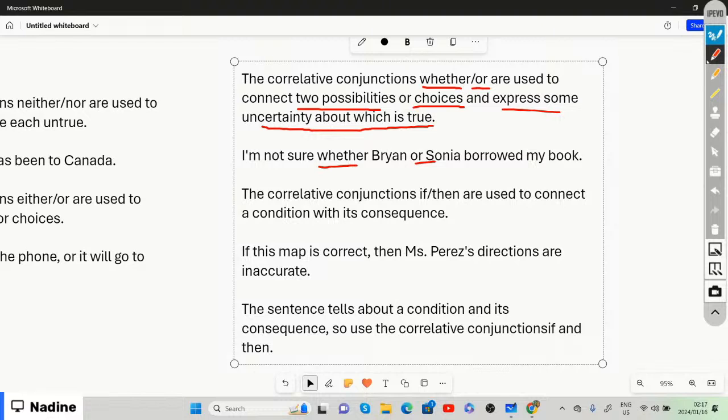And lastly, the correlative conjunction if then is used to connect a condition with its consequence. For example, if this map is correct, then Miss Perez's directions are inaccurate.